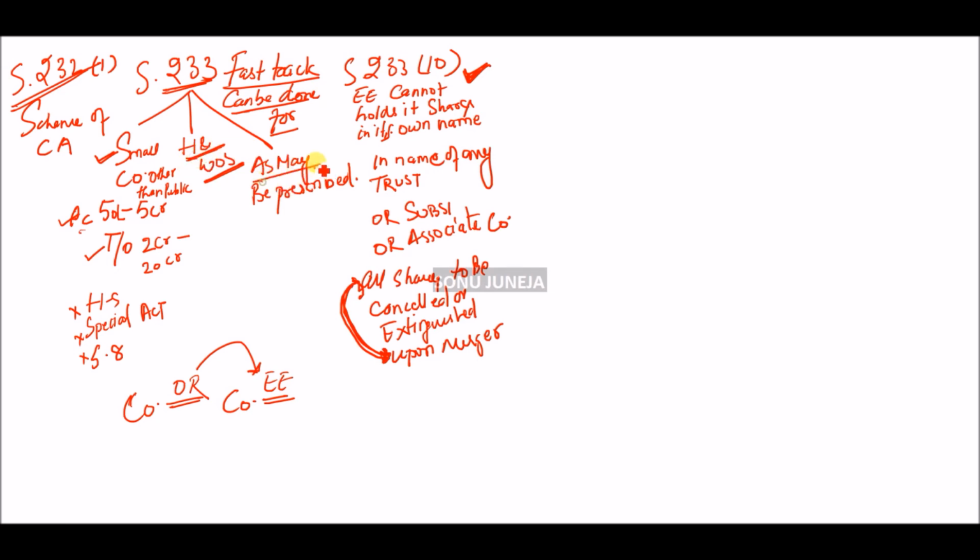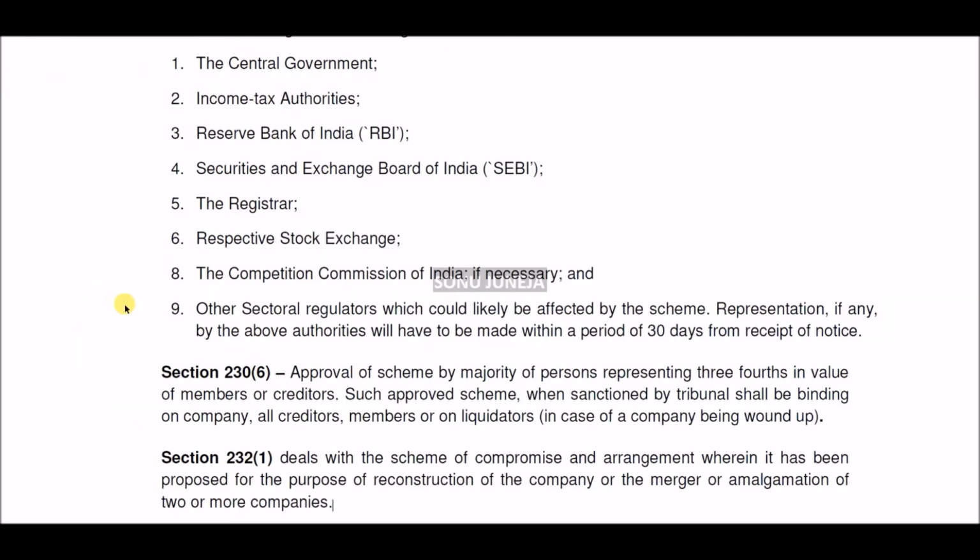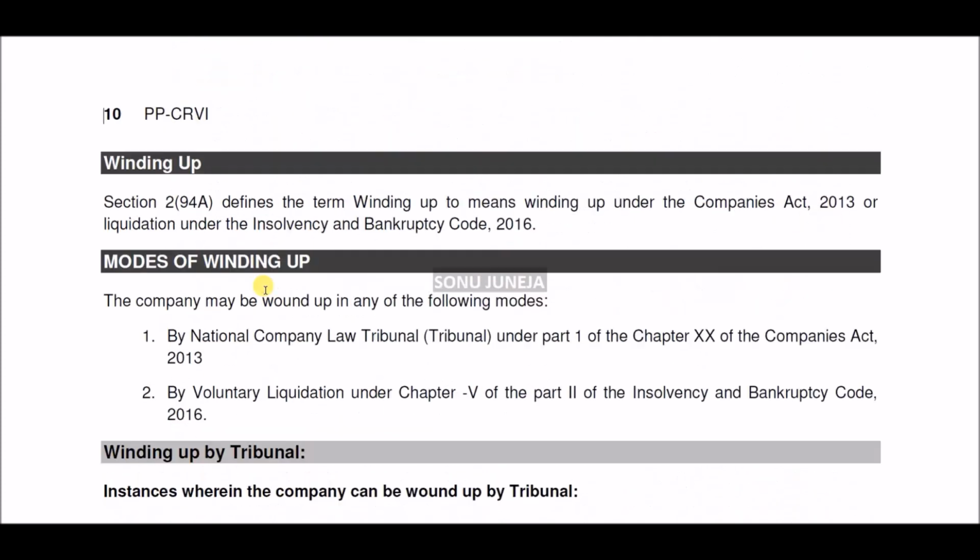इसके अलावा एज मे बी प्रिस्क्राइब्ड, हाँ जी, एज मे बी प्रिस्क्राइब्ड। हाँ, कुछ कंपनीज को ये चीज़ अलाउड नहीं है, फास्ट ट्रैक मर्जर अमलगेशन नहीं कर सकते.